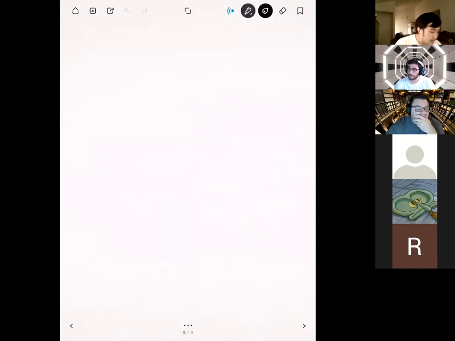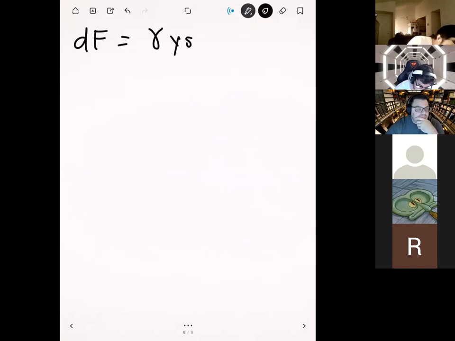So let's work on that right side of the equation. The way we're going to work on the right side is we're going to plug in an expression for dF. Just from our derivation from before, we already have an expression for dF. So you know that dF is equal to gamma y sine theta times dA. And this is from before.